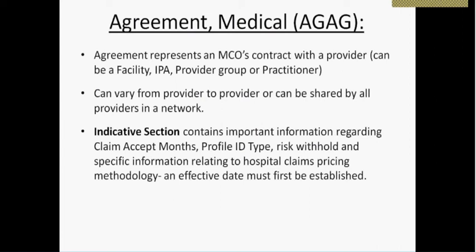The indicator section is one of the sections while you're defining this agreement in the facet. That particular section contains the facility to update more details like claim accept months, profile type, risk withhold, and specific information relating to the hospital claims, etc.